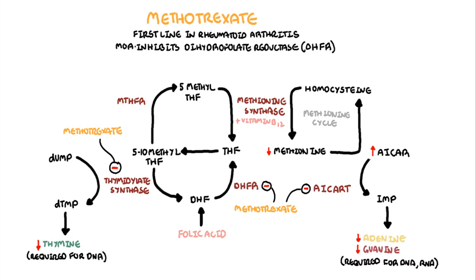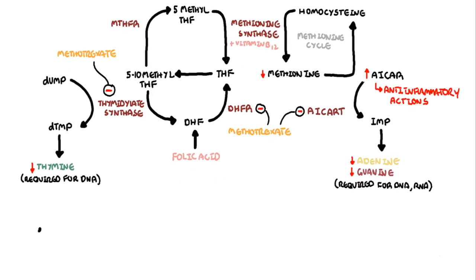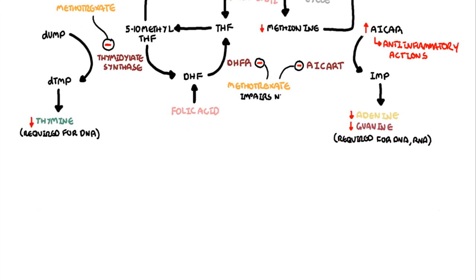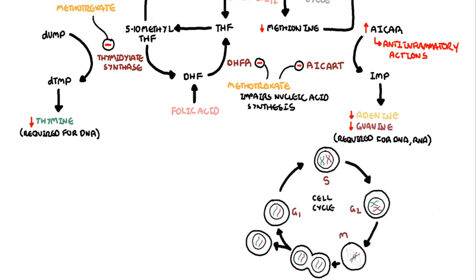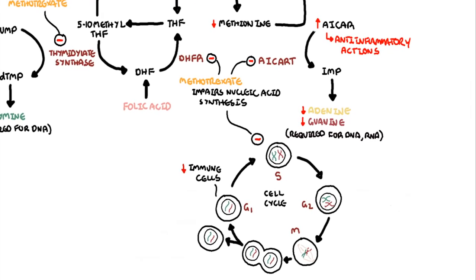Aside from impairing nucleic acid synthesis to make DNA, the reaction here also increases AICAR, which is thought to have anti-inflammatory effects. Impaired nucleic acid synthesis suppresses rapidly dividing cells such as immune cells. And so this will essentially disrupt the S phase of the cell cycle, responsible for making DNA. Thus, in rheumatological diseases such as rheumatoid arthritis, psoriatic arthritis, it is immunosuppressive and reduces inflammation and joint destruction.